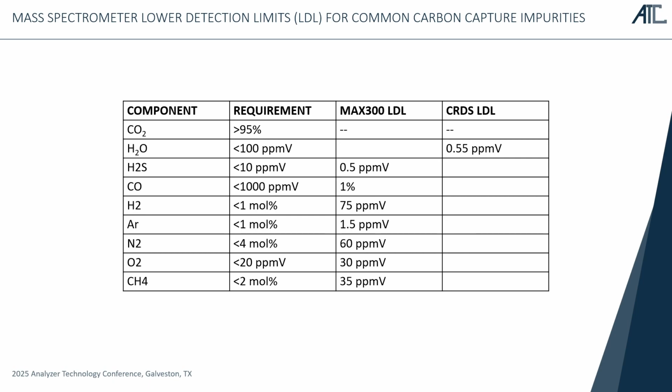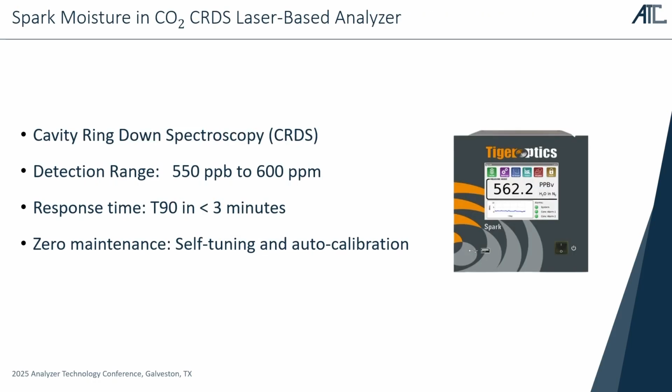A lot of times we think it's hard to measure things at trace levels and easy to measure when it gets up to a high percent. But of course, the closer you get to 100%, the more the quality of your trace measurement impacts that bulk value. So suddenly, trying to do 100% CO2, it really matters how well we do the trace stuff.